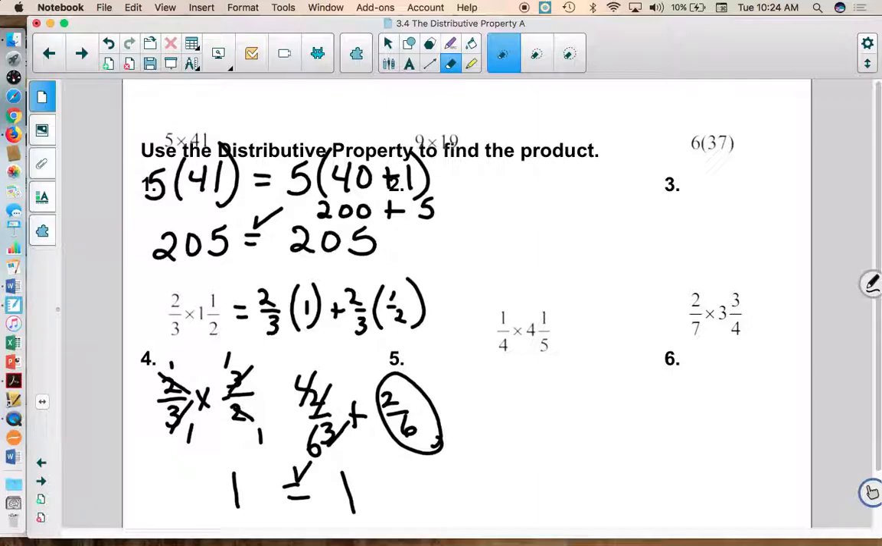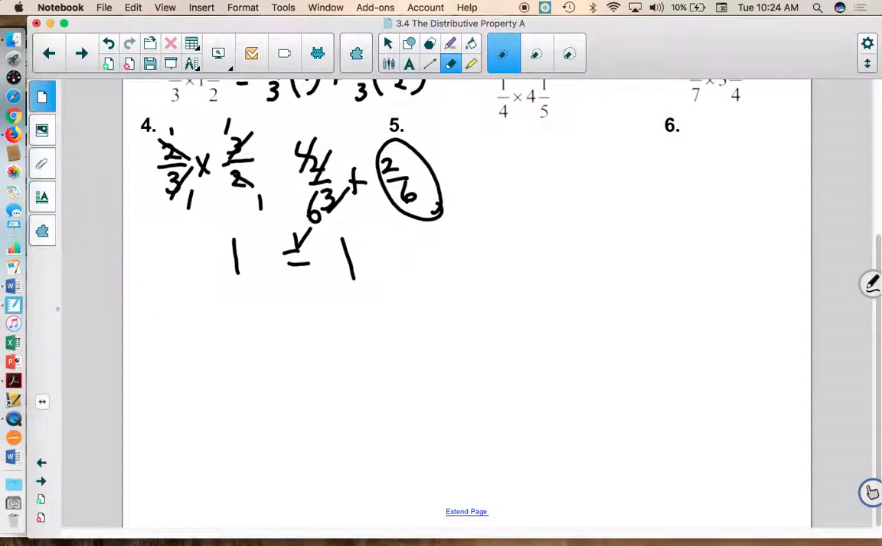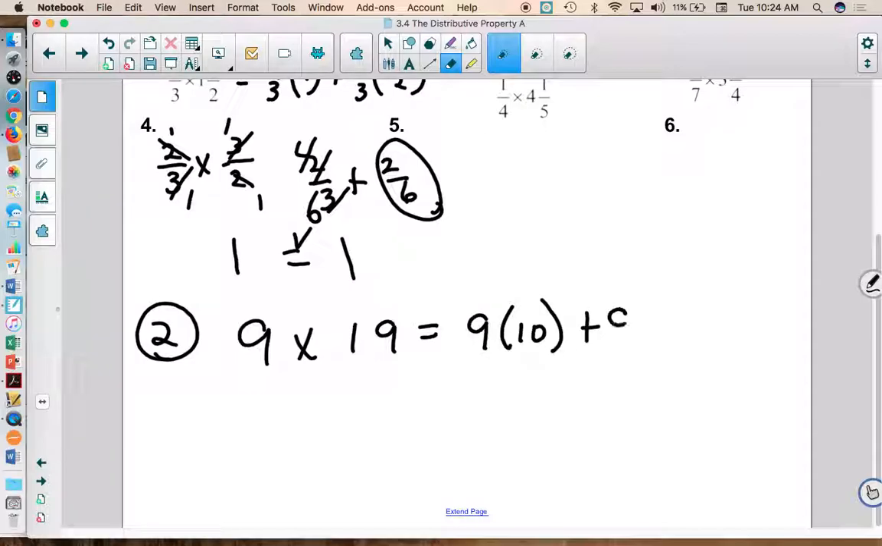I'm going to give myself some more room up here because that number 2, what was number 2? 9 times 19. So what's it going to look like with the distributive property, Josie? 9 times 10 and 9 times 9, and then we add them. Good. So I have 90 plus 81. And when you add those two together, you get 171.